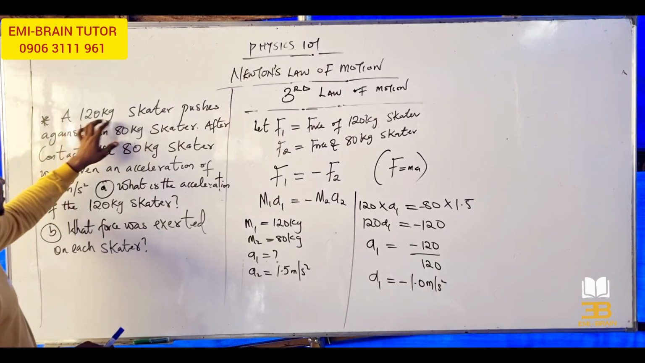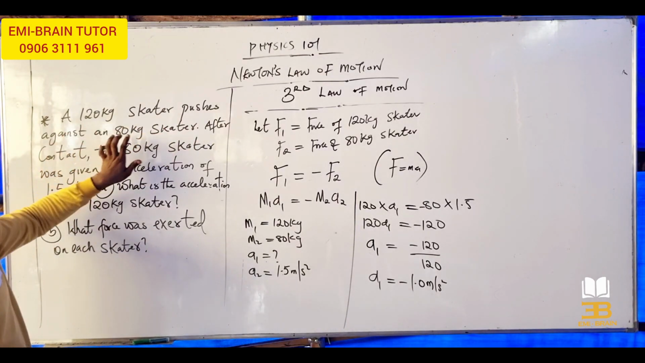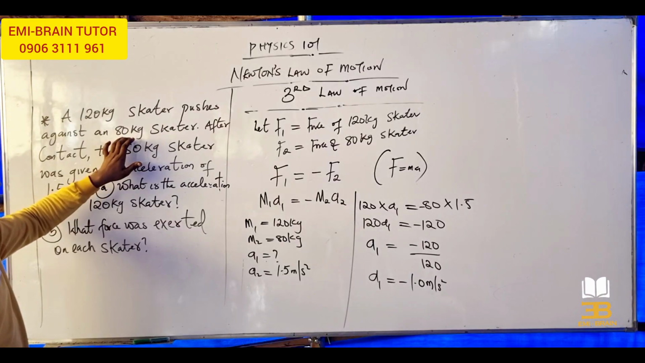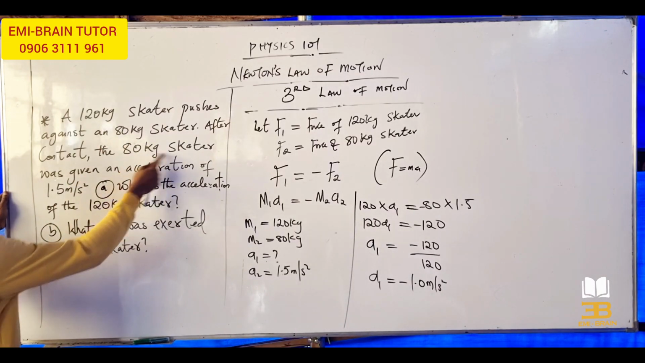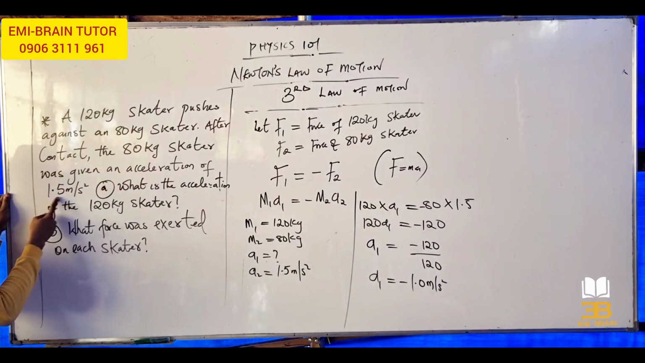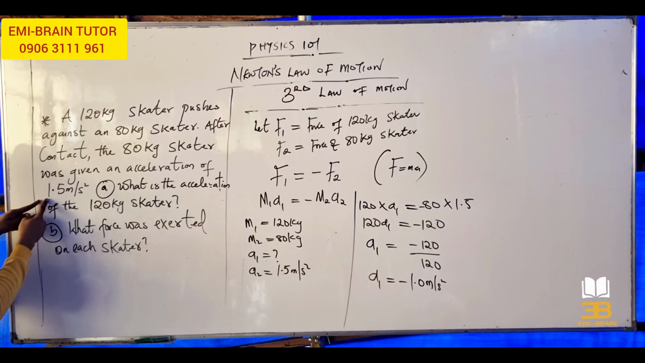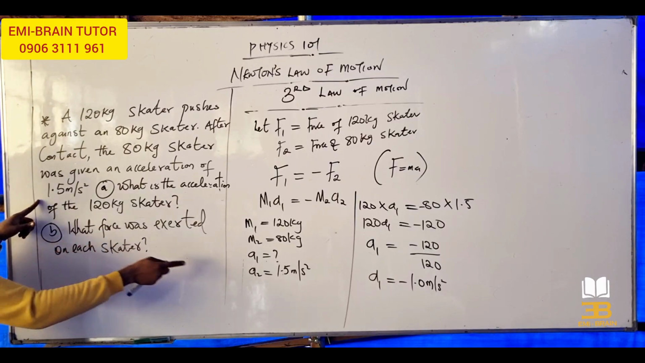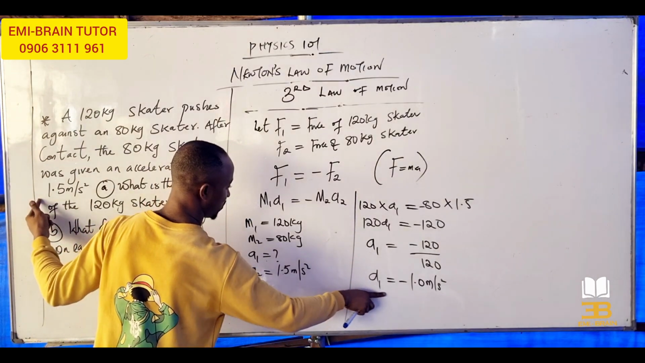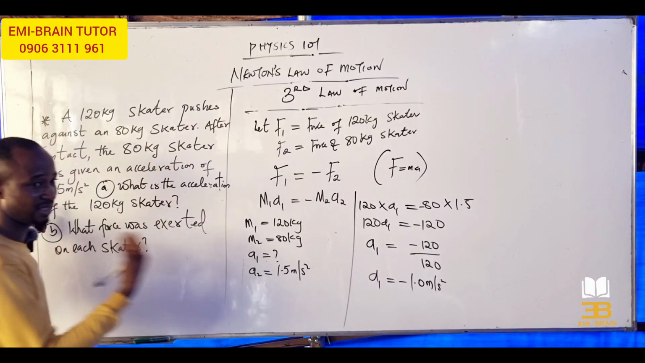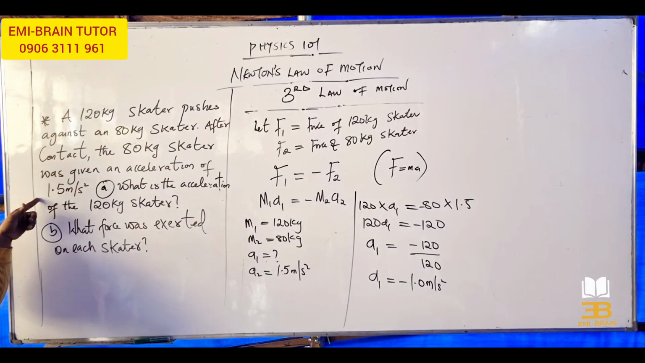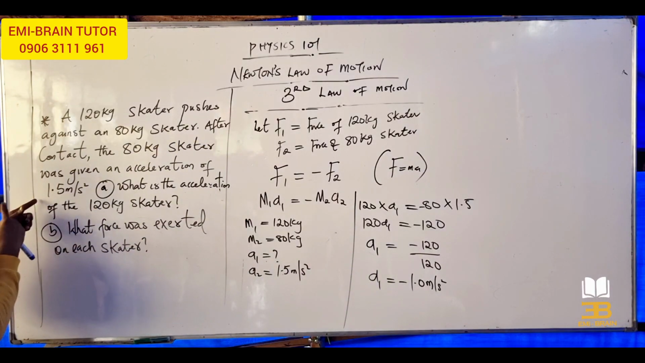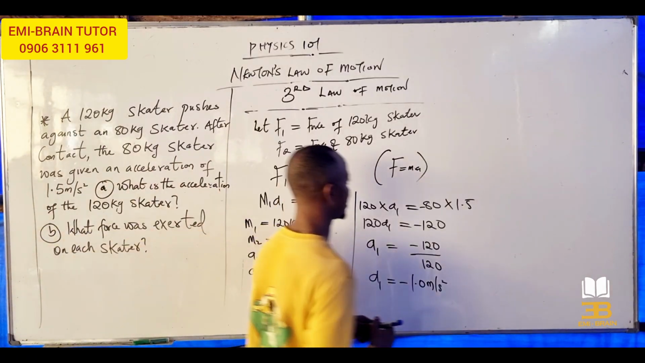When the 120 kilogram skater pushes against this 80 kilogram skater, we are told that the 80 kilogram skater moves in the direction of 1.5. This is a forward acceleration because it's positive. So the negative sign for the 120 shows that there was a retardation, a backward reaction at the end of the action, which is a negative acceleration.